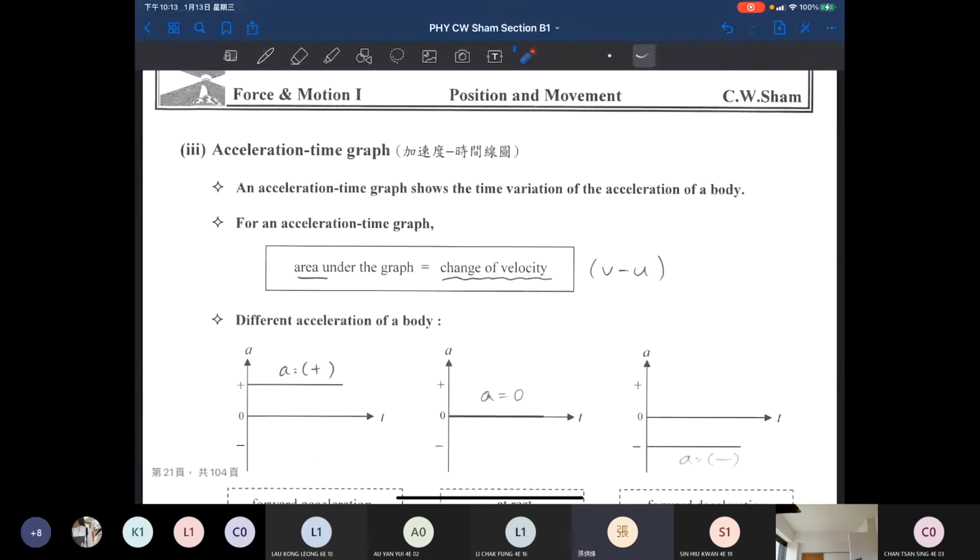Okay, the acceleration-time graph. If we want to plot the acceleration changing along the time, the area under the curve is the change of velocity.